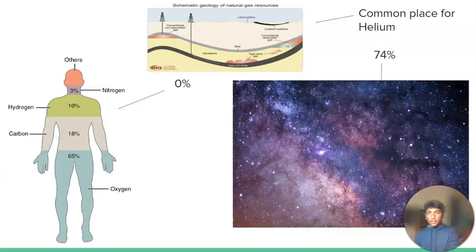Now, let's zoom out a bit. But first, let's start with the human body. Helium doesn't have a place to fit in our bodies. We don't have any helium in our bodies. There's 0%. If we zoom out a lot more into the whole universe, we can't really see helium. It's a gas, and it's clear. But we will find 74% of the universe is made up of helium. That's pretty interesting because there's so much helium in our universe, but none in our bodies. That's pretty cool.